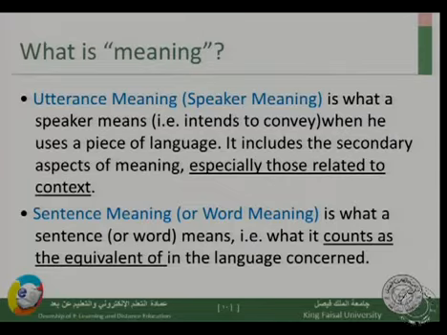In other words, what it counts as the equivalent of in the language concerned. So when you open the dictionary and look up a word, you're seeing an equivalence, something that is equivalent of the word being defined. And this is what we mean by word meaning. So two definitions: utterance meaning or speaker meaning, sentence meaning or word meaning. They both have different uses, and we're going to talk more about them throughout the coming lectures, so try to keep their definitions in mind.